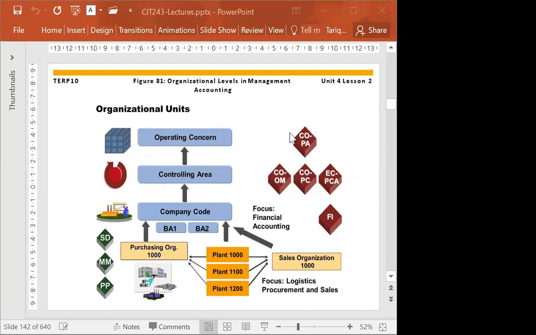So this is mandatory. If we want to use profitability analysis, then we will use the operating concern. Otherwise, no. But this is the main controlling area, that is the basic organizational unit in managerial accounting.